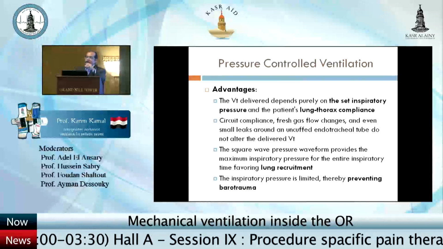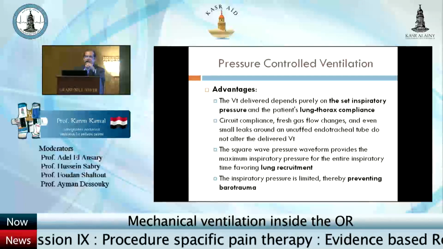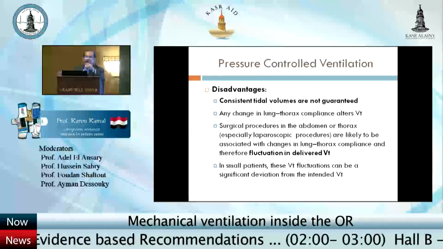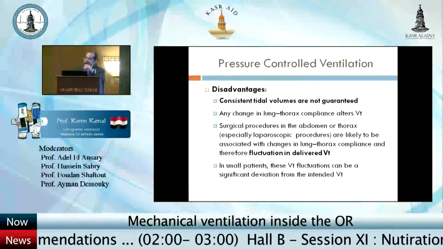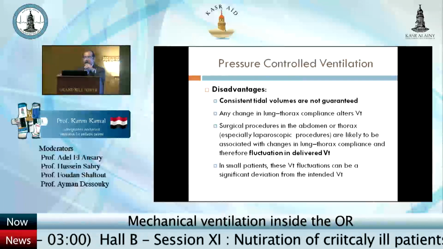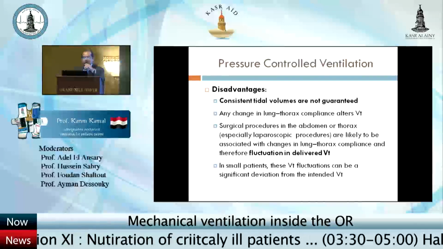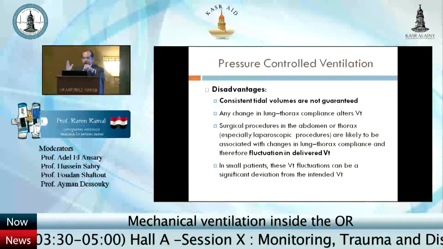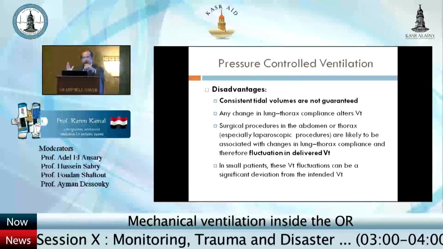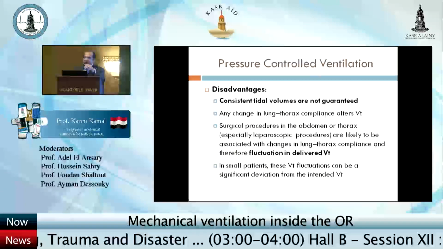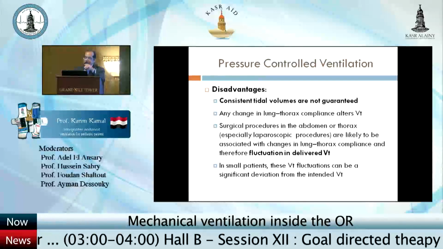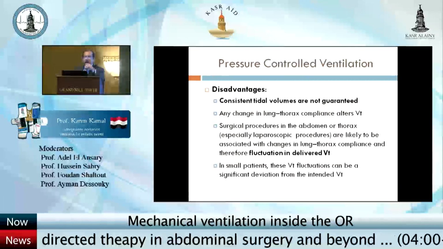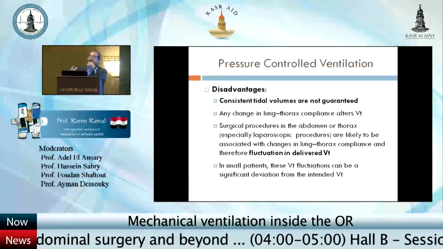But there are problems, and people started seeing the problems of pressure controlled ventilation. The main problem was that a consistent tidal volume is not guaranteed. Any change in the lung or thorax compliance alters the tidal volume. And in surgical procedures in the abdomen or thorax, like laparoscopic procedures, which are likely to be associated with changes in lung and thorax compliance, there is fluctuation in the delivered tidal volume. And in small patients, these tidal volume fluctuations can be significant deviations from the intended tidal volume. We have all tried this.